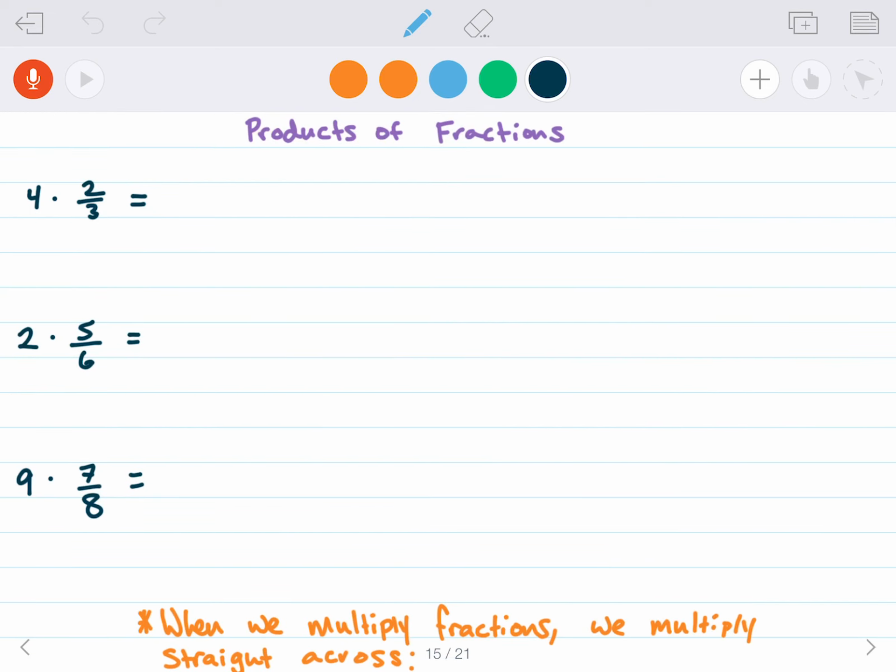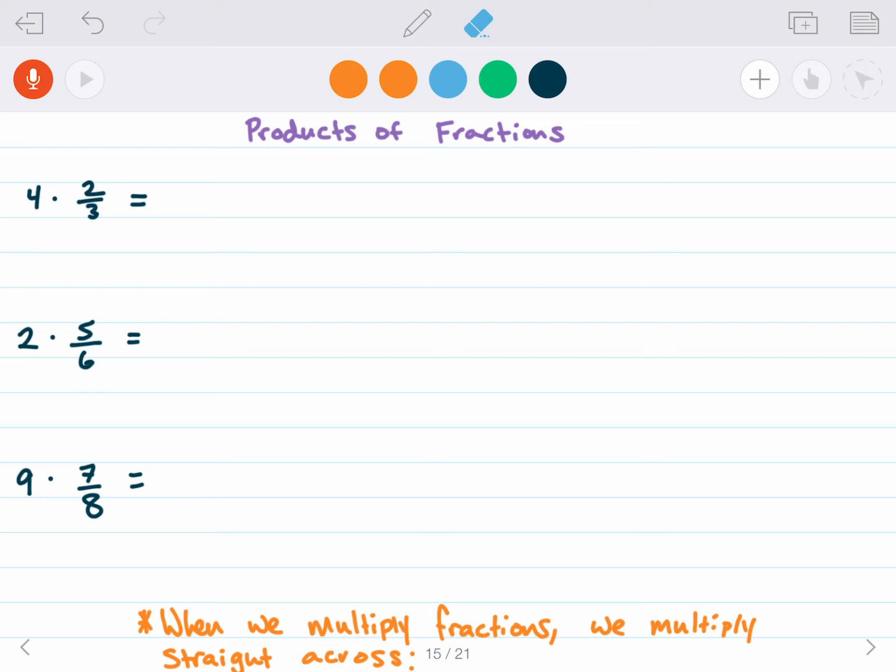Okay, so this is the easier part. When we multiply fractions, we don't have to do any of this common denominator business. We can simply multiply straight across and reduce. Okay, so that's the little note I have down here. When we multiply fractions, we multiply straight across. This is much easier than adding or subtracting, in my opinion.